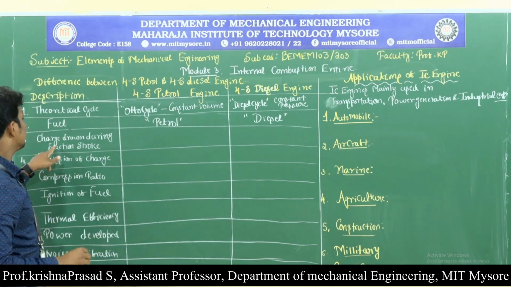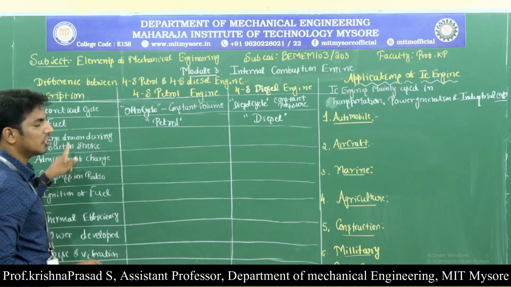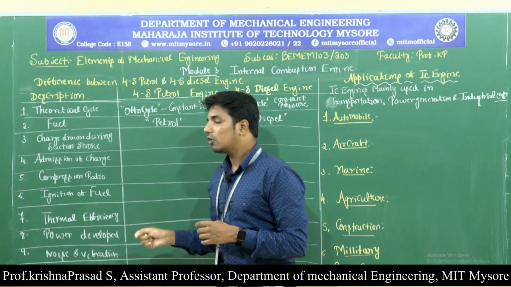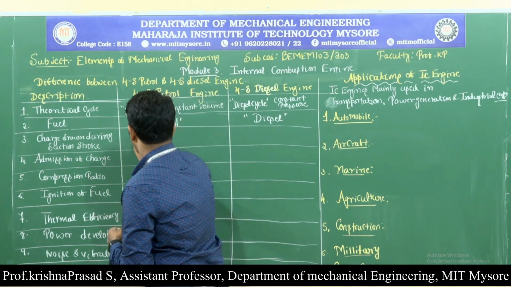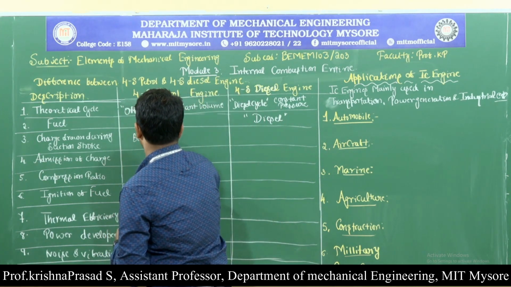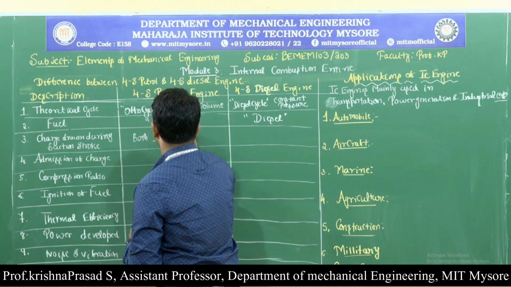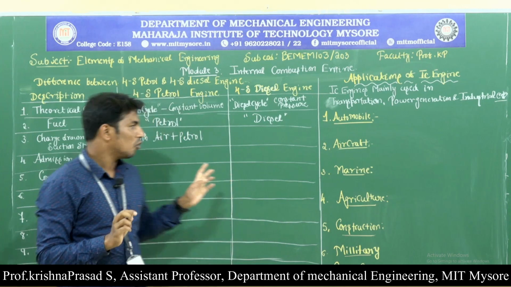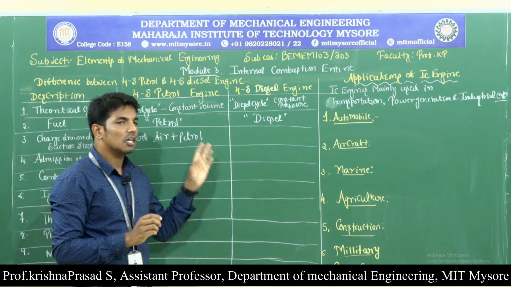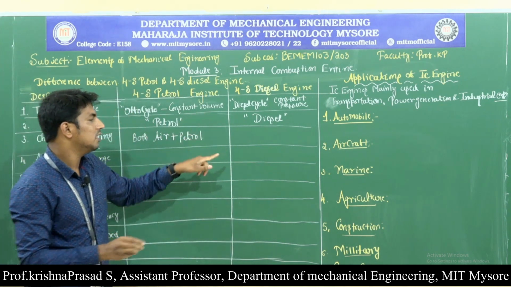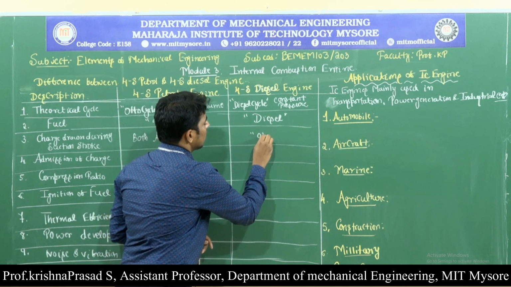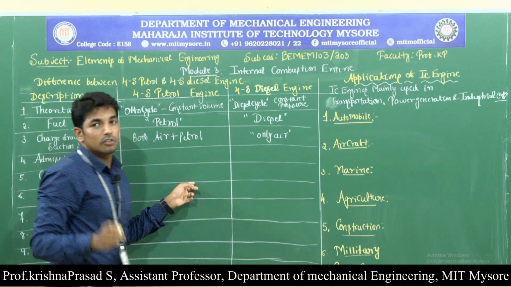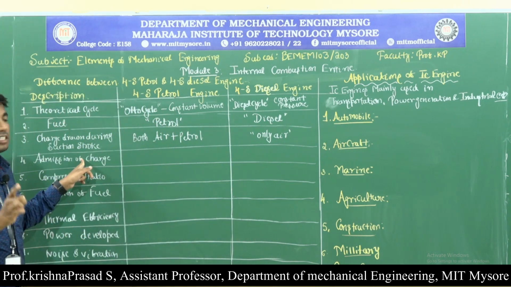And third one, charge drawn during the suction stroke. So what is the charge? In the case of the 4-stroke petrol engine, both air and petrol are called the charge, but in the case of the charge during the suction stroke for the diesel engine, it is only air. Only air is drawn during the suction stroke as the charge.